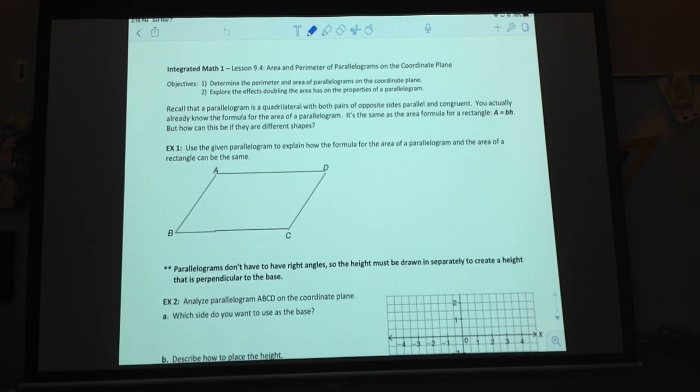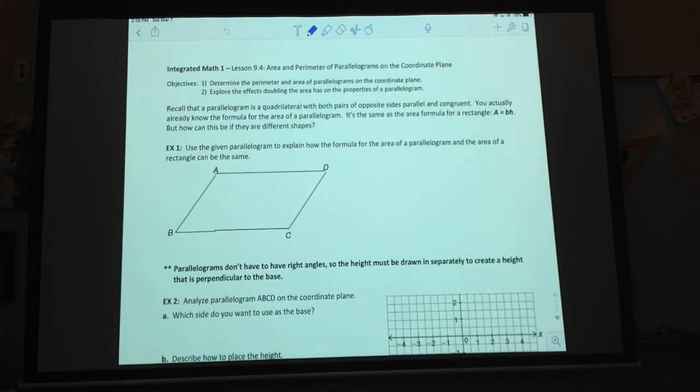Alright, welcome back. This is your notes for Friday. This is 9.4. We're going to do area and perimeter of parallelograms on the coordinate plane today. So, we are now moving to shapes that you probably have not dealt with before.